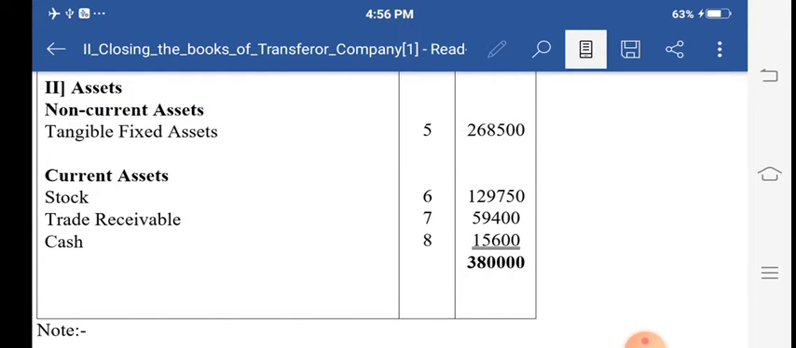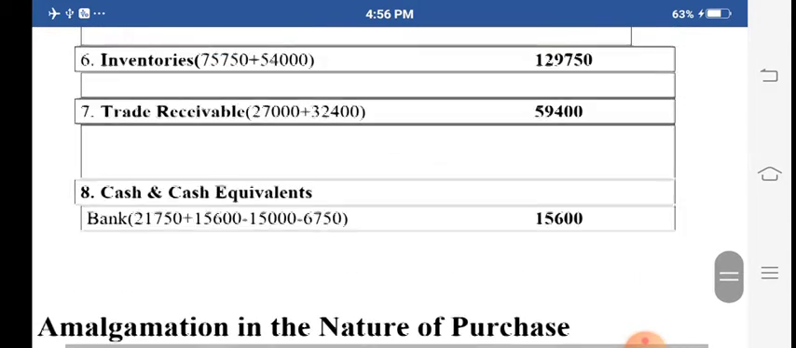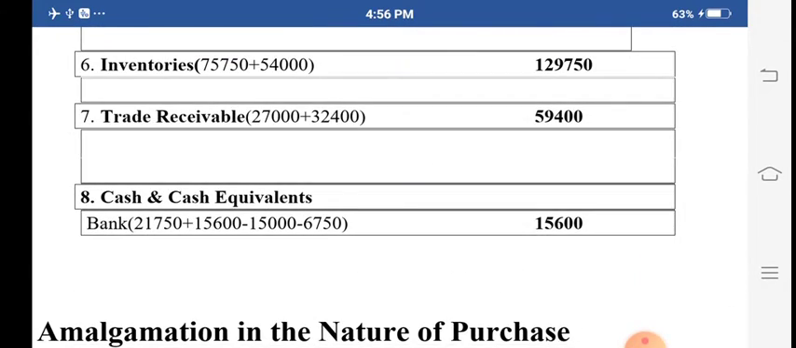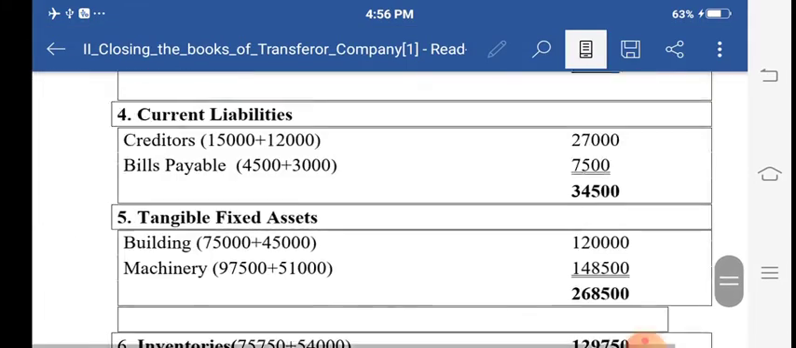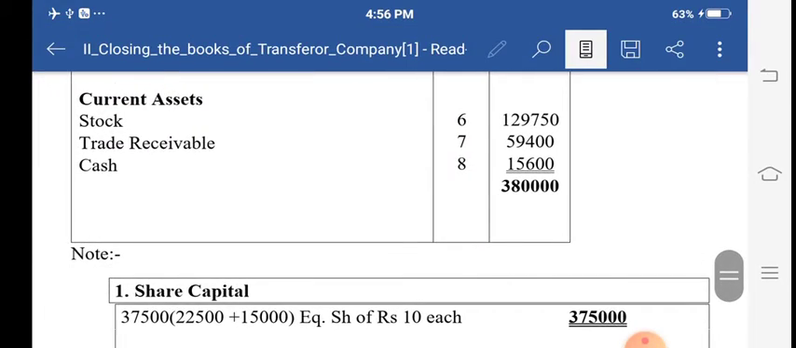Next is the trade receivable, which means the bills receivable. This is note number 7, related to X Limited and Y Limited, and you have to merge them. So this 27,000 for X Limited and 32,400 related to Y Limited. The total is 59,400. So take this in the balance sheet, 59,400 as the trade receivable, note number 7.